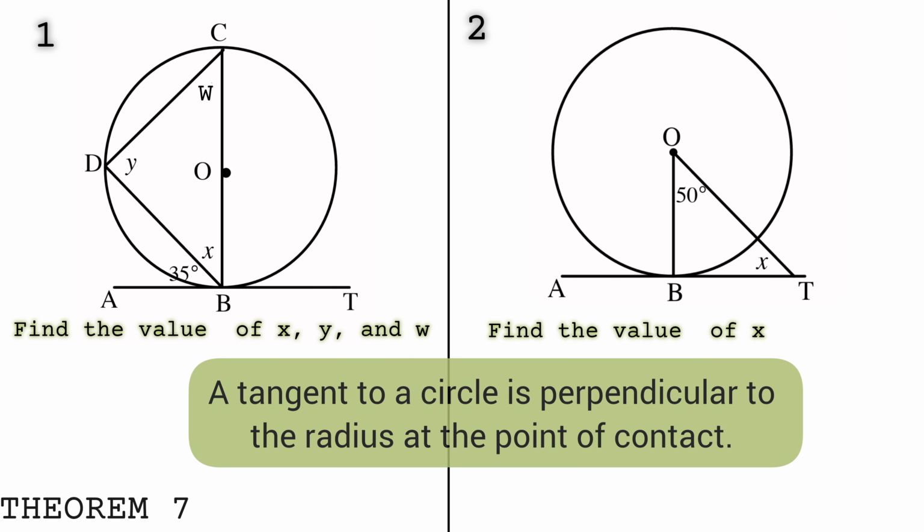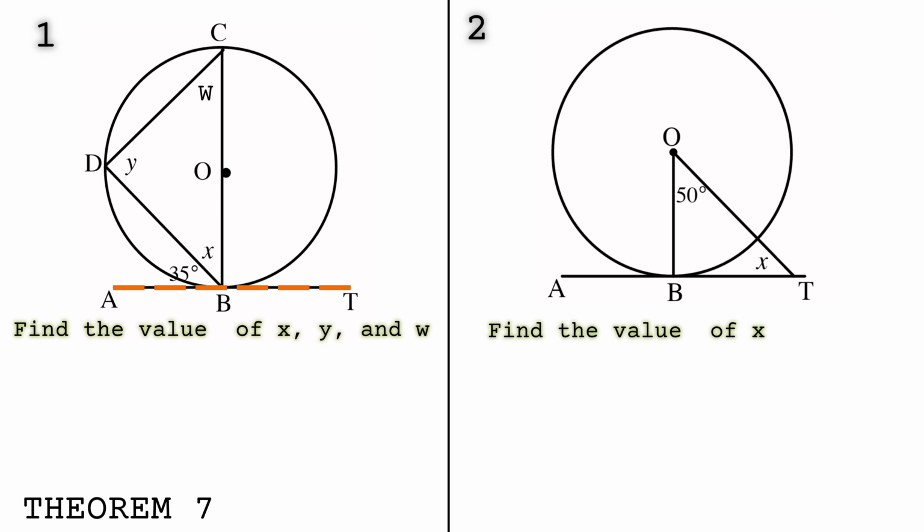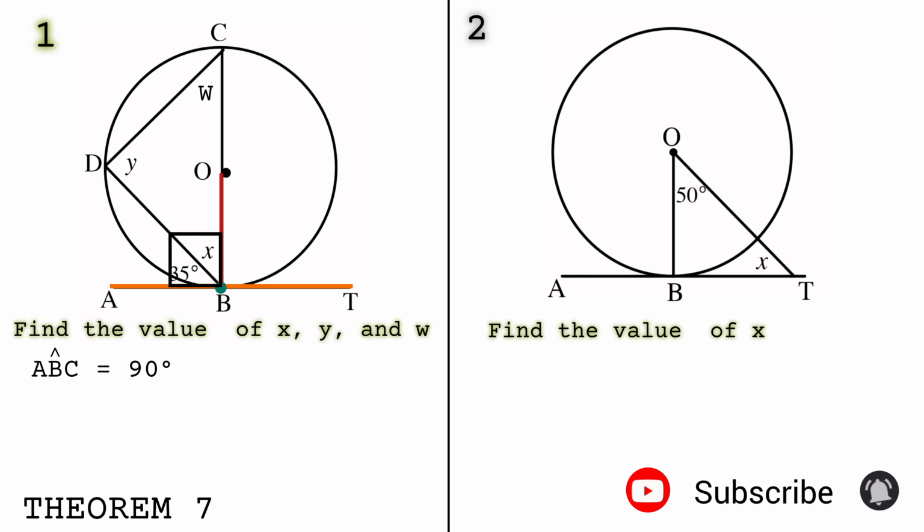Theorem 7 states that a tangent to a circle is perpendicular to the radius at the point of contact. A tangent is a line touching the circle at only one point, and the radius is a line from the center to any point on the circumference of the circle. So as long as a tangent and a radius meet at one point, then this is a 90 degrees angle and this is a 90 degrees angle.